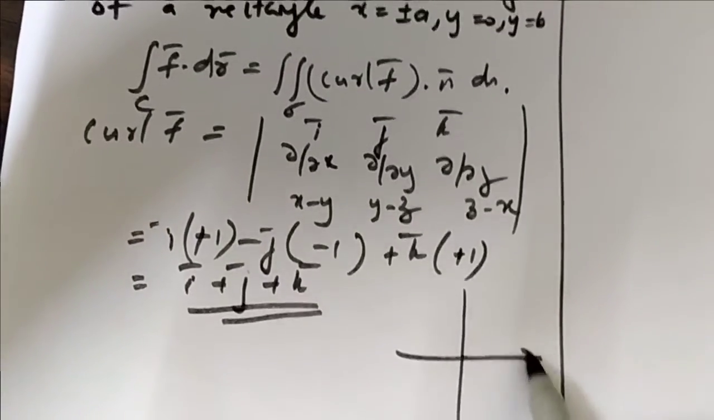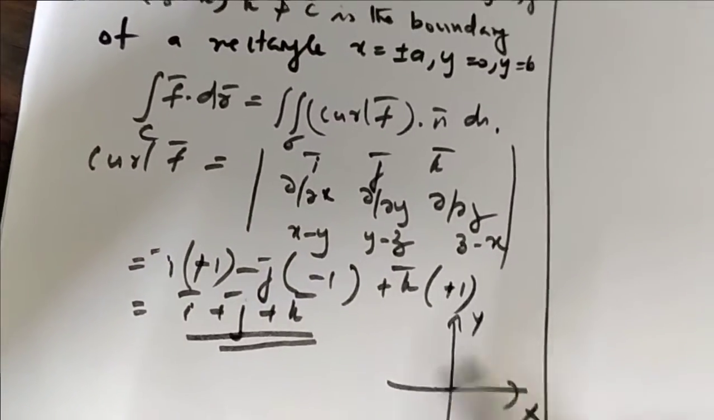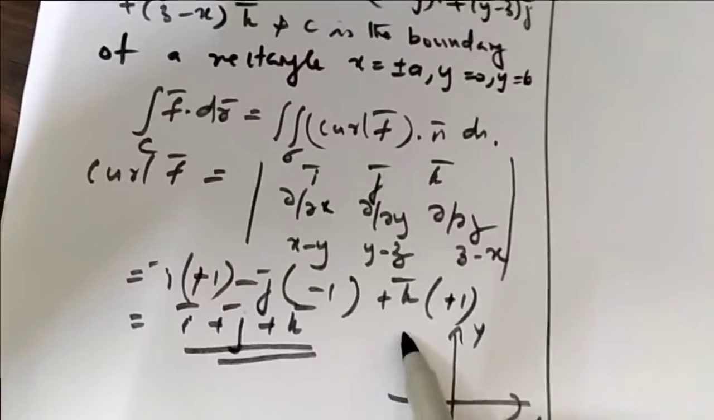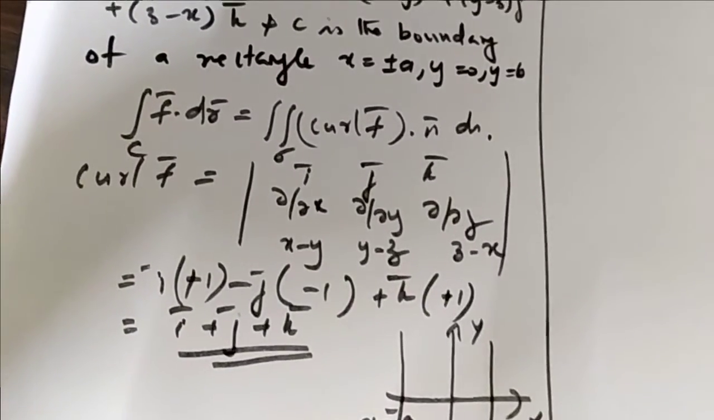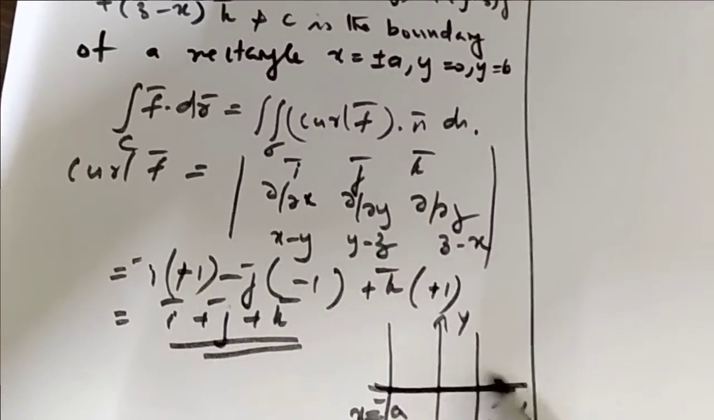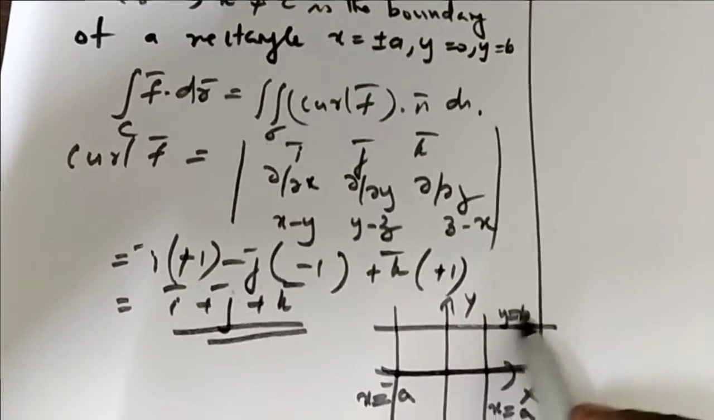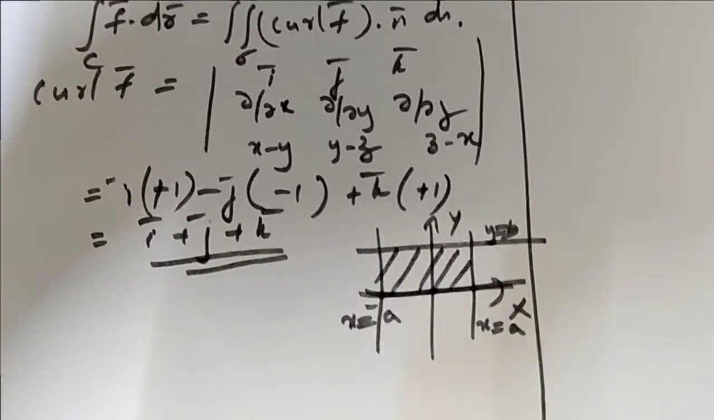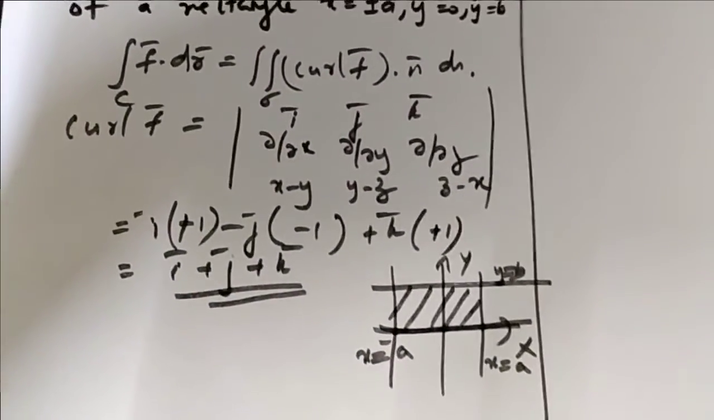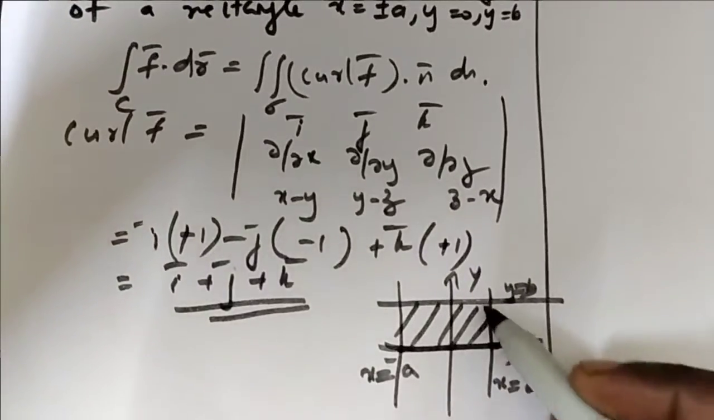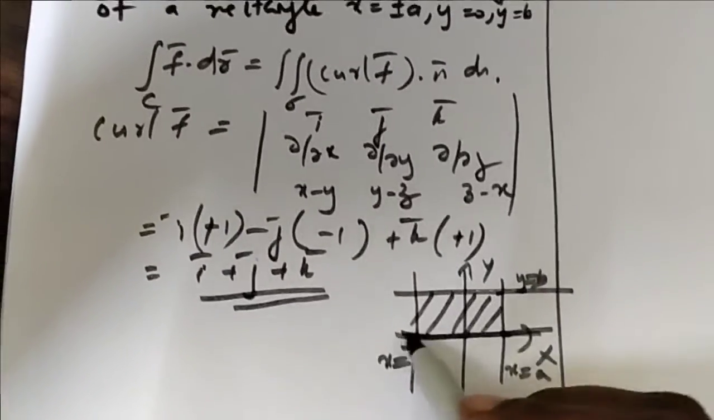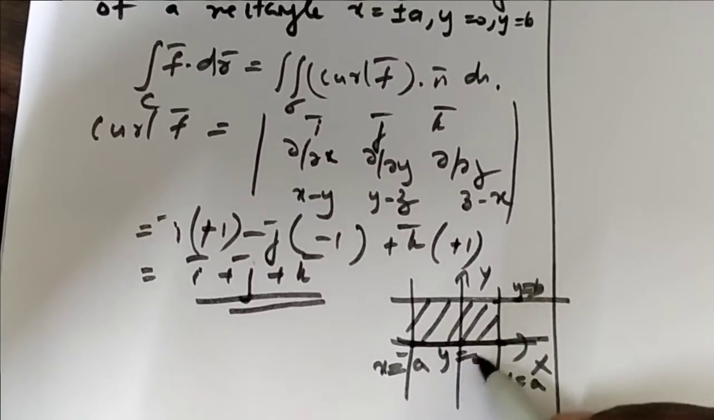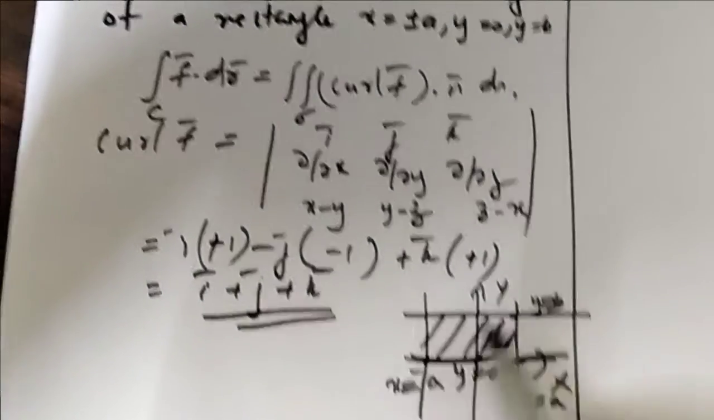And which is the region? The region is a rectangle bounded by x is equal to minus a, x is equal to plus a, y is 0, y is equal to b. So this is the region, a rectangle. This vertical line is x equals minus a, this vertical line is x equals a, this horizontal line is y equals 0, because this is the x axis, and this horizontal line is y is equal to b.